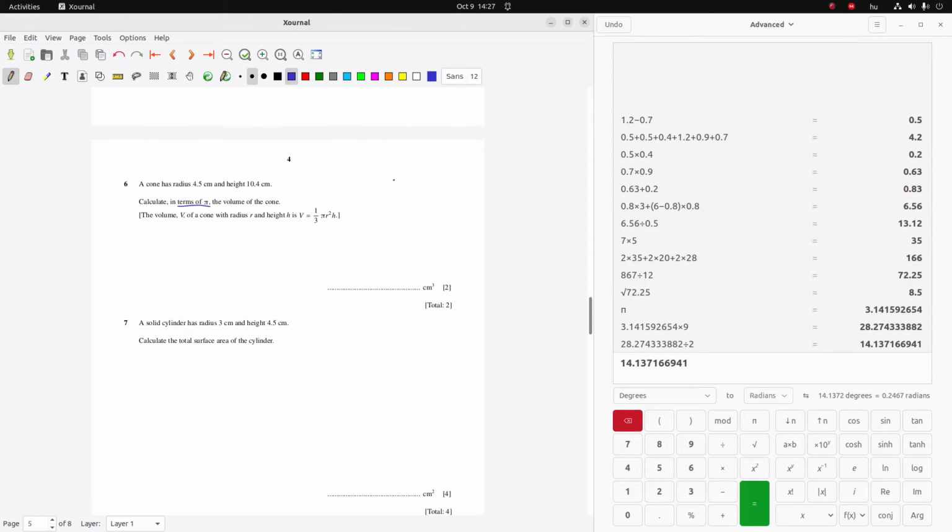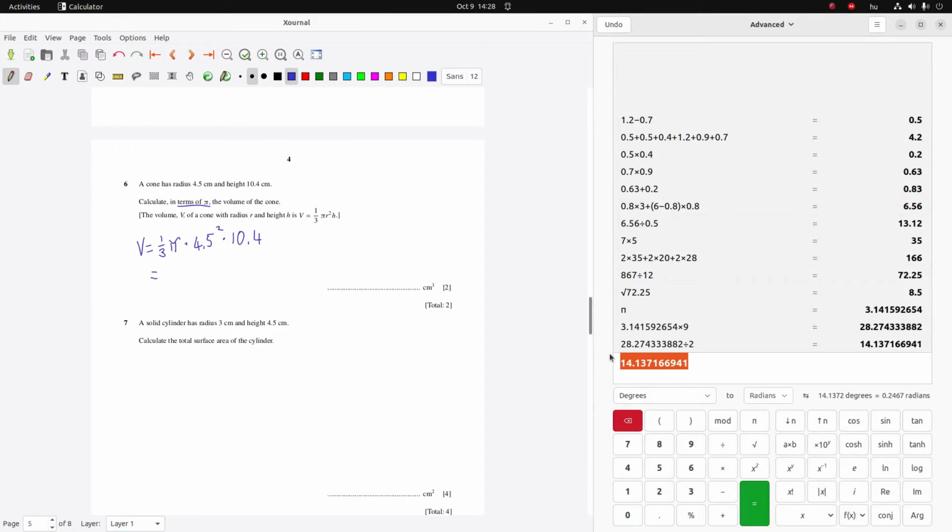So a cone has a radius of 4.5 and a height of 10.4. You just do V equals 1/3 pi r squared h, so 4.5 squared times the height, 10.4, and you just plug it in the calculator.